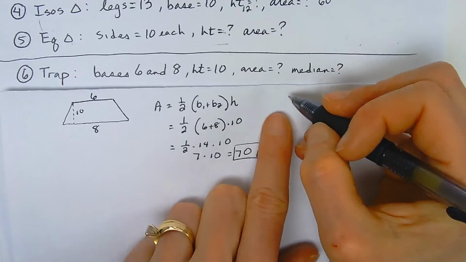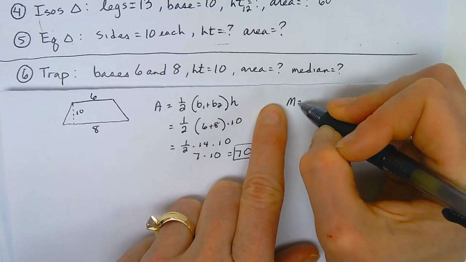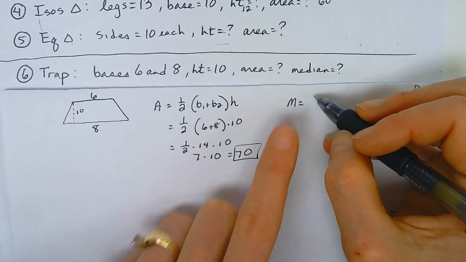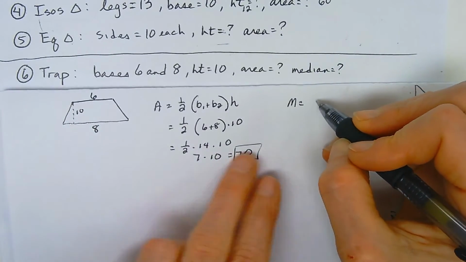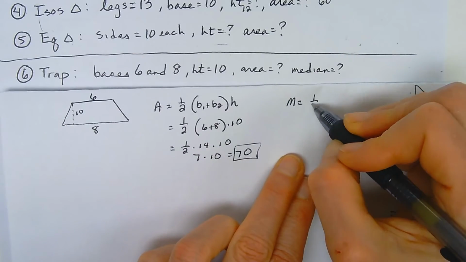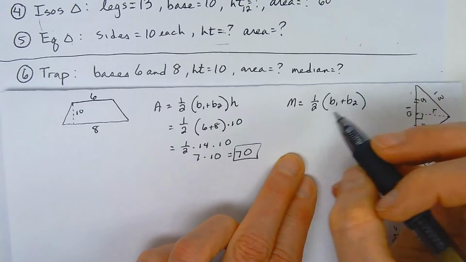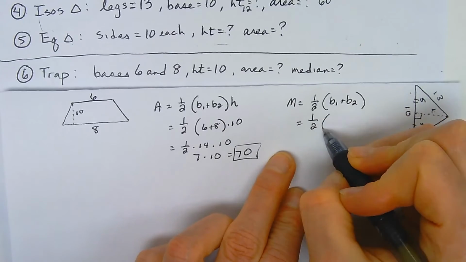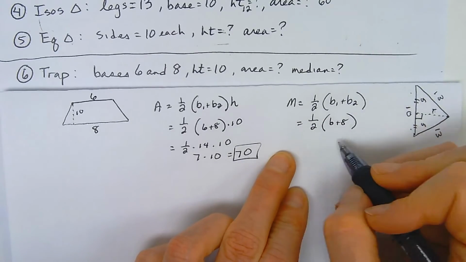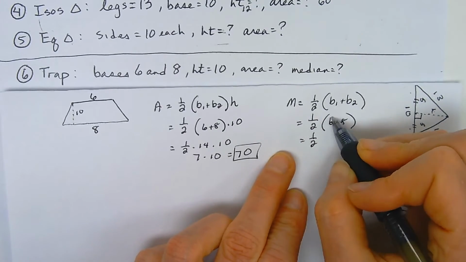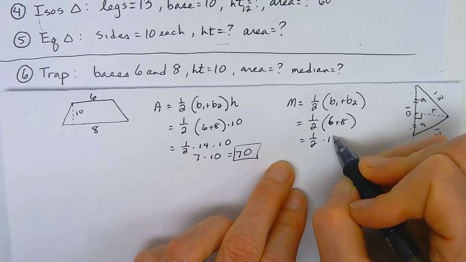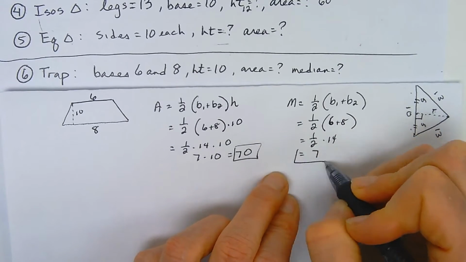There are two ways we could find the median here. I'm going to do it the standard way, I guess you could say. The median of a trapezoid is equal to 1/2 the sum of its bases. So that's 1/2 6 plus 8. And that's equal to 1/2 of 14. That's equal to 7.